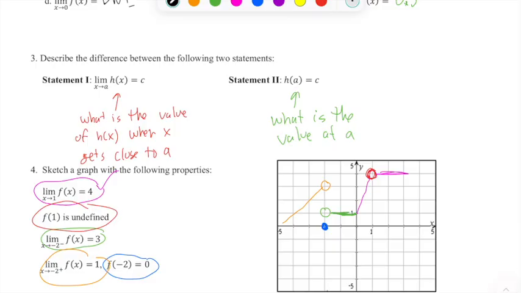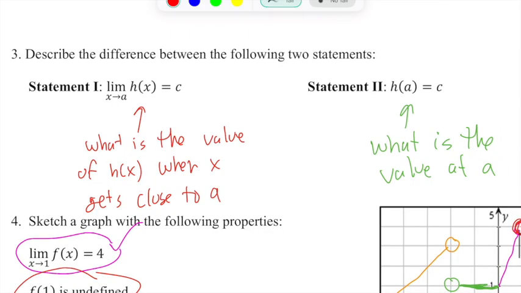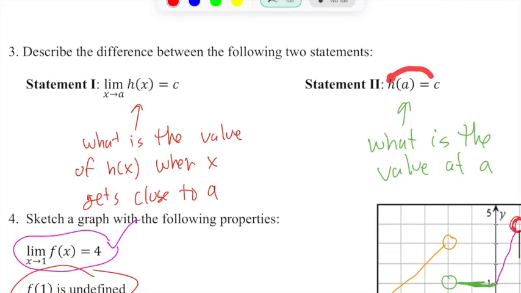And then number 3, there's a big difference here. Notice these almost have the same verbiage. It's just this one has a limit and this one does not. So this means, what is the value of h of x as x gets infinitely close to a from both sides? It's a limit. This one just says, what is the value of function h at a? And then it equals c.